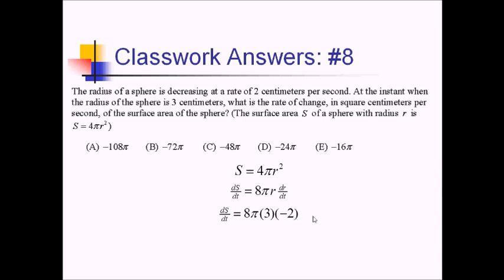So then just multiply all this out. We've got, let's see, this is going to be negative 6 times 8 pi. That's negative 48 pi for dS over dt. And that's centimeters squared per second because this is surface area's rate of change. So that's going to come out to choice C.